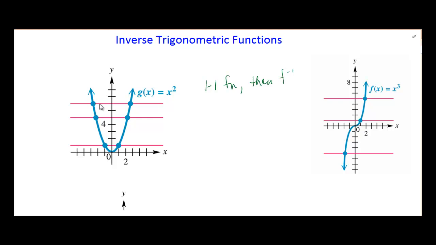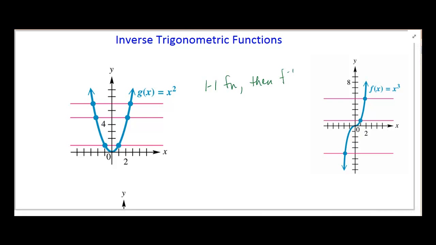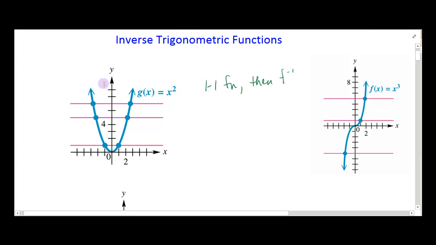So in this video, we're going to introduce our inverse trig functions. Let's start by looking at this parabola quadratic function that we have right here on the left-hand side. We learned a long time ago that we had the vertical line test, which said if I drew a vertical line through this graph and it only touched my graph one time, then we considered this a function.